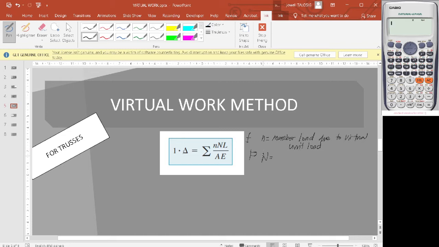So N here, or P in other books, will be your member load due to real loads. And L here will be the length of your member. And then A here will be the cross-sectional area, and E here will be the modulus of elasticity.